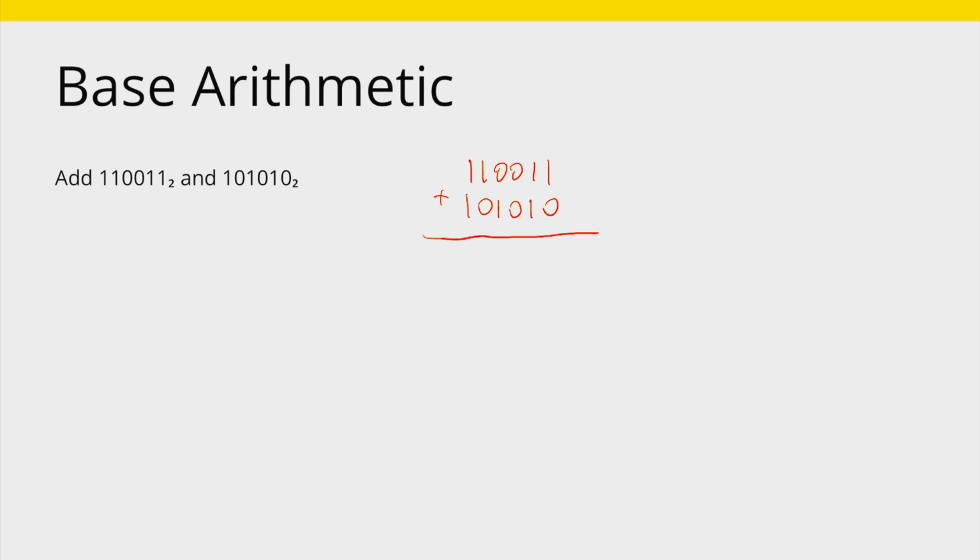So 1 plus 0 is 1. 1 plus 1 is 2. But since I'm in base 2, I don't have anything to represent the number 2, right? So I have to carry over. And there you go. That's the result of these two numbers added up together. Because we're in base 2, we have to start carrying over when we reach 2.